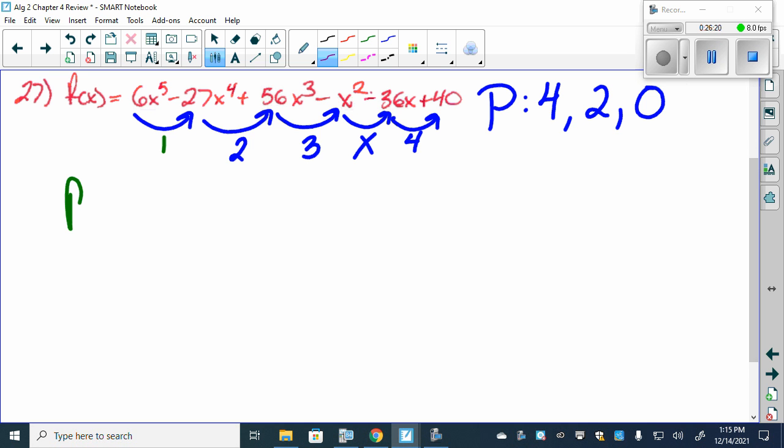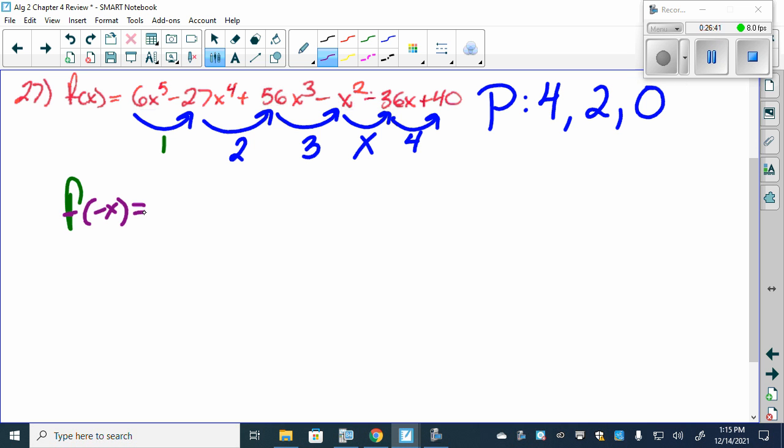For our negatives, we're going to find f of negative x. So we're going to replace every x with negative x. And that's what we did the first time when we encountered this. But we also noticed the fact that anytime the degree or the exponent was odd, the sign changed. Anytime the exponent was even, the sign stayed the same.